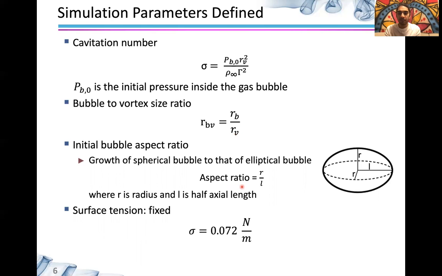We also have the aspect ratio, which is given by R, which we can define as a radius for the bubble along the radial direction. And we also have L, which is the half axial length along the Z axis, where the bubble grows cylindrically. And we can define aspect ratio like that. And as previously mentioned, we also take into account the surface tension effects. However, for these particular sets of data, we plan to keep our surface tension fixed at 72 millinewtons per meter.